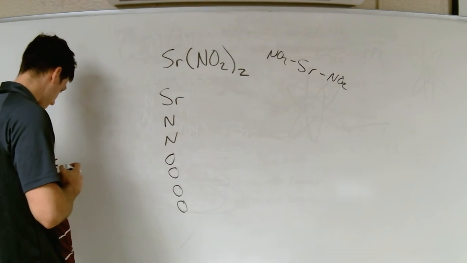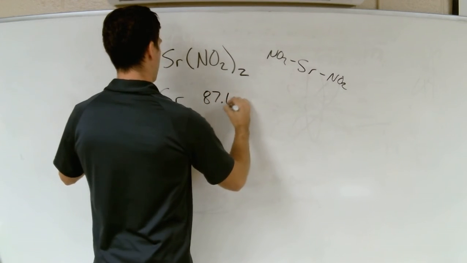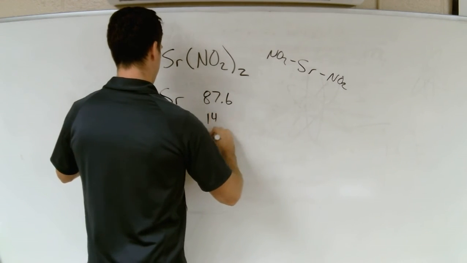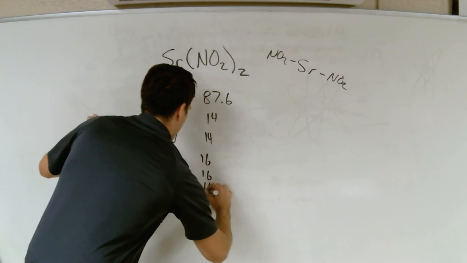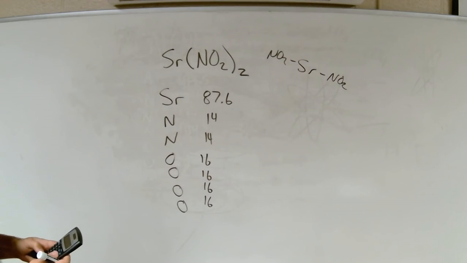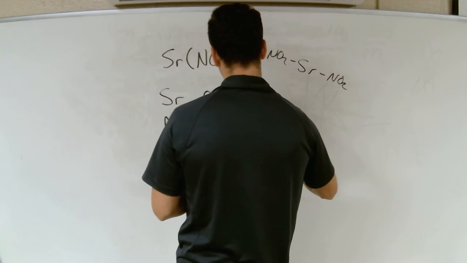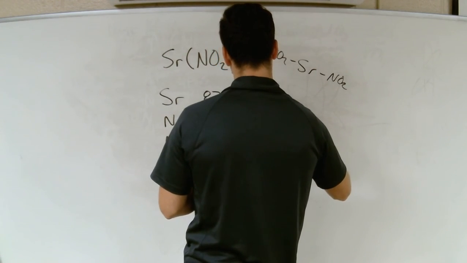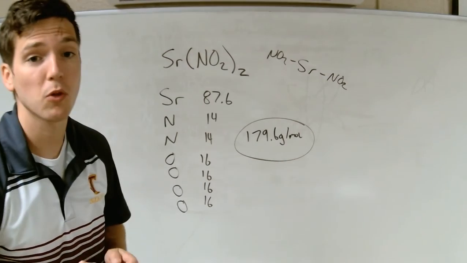Get my molar masses. Strontium's molar mass is 87.6. Nitrogen is 14. And oxygen is 16 for all 4 of them. I'm looking at this, and I add up all my numbers, and I should get something of 179.6 grams per mole. So that's molar mass.